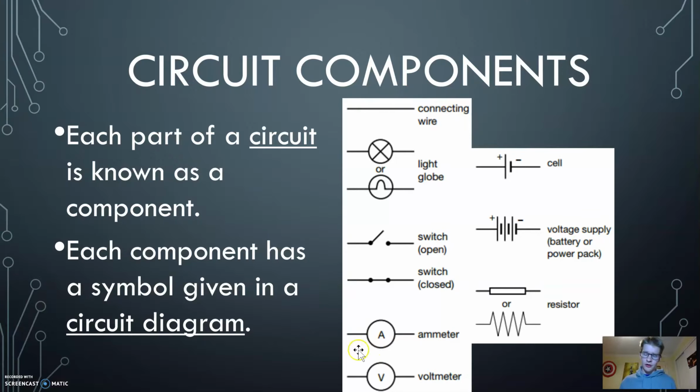So circuits are drawn with universal symbols. We'll get to a point where you should understand what each of these symbols are, and they're pretty simple. These are light globes. A wire is just a straight line. We've got switches like this, and ammeters and voltmeters. We'll talk about what they are later. Batteries look like this, and resistors look like that. We'll talk about what they are later.